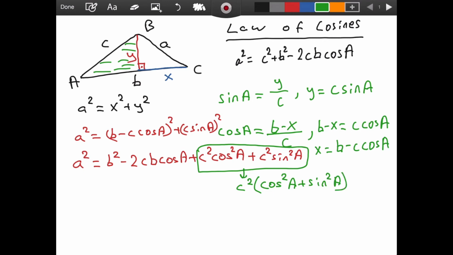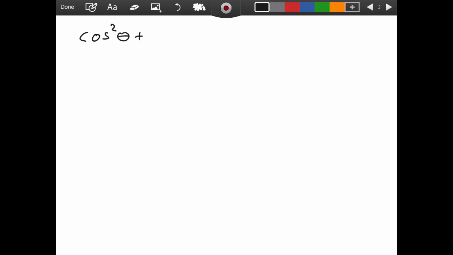Well, what is cosine squared of any angle plus sine squared of that angle? You might know this, but in case you don't know it, I want to make a quick proof of it here. Maybe I can do it on a new page, and then we will return to this one. So I am asking the question, what is cosine squared of theta plus sine squared of theta? Well, if we have a triangle, a right triangle. Okay, this one will look like a triangle.